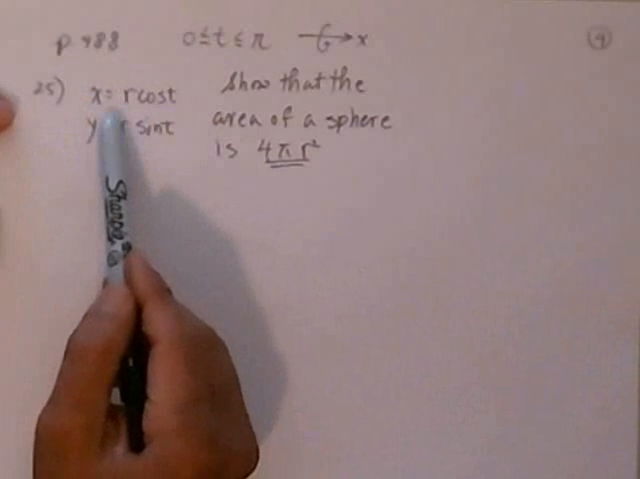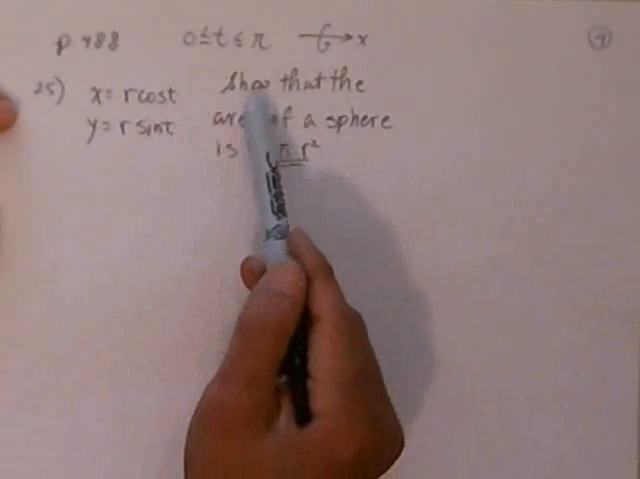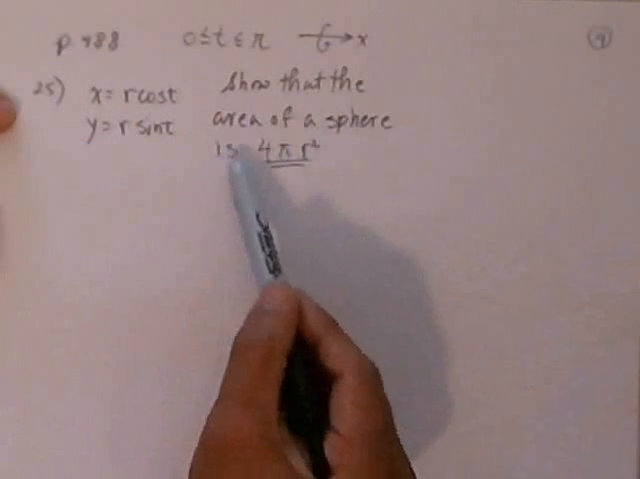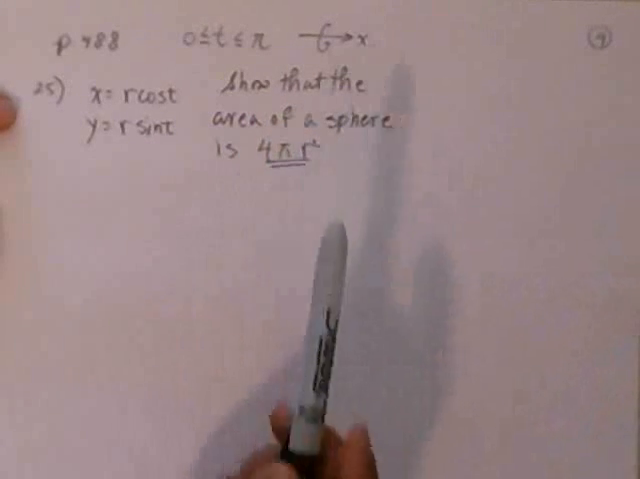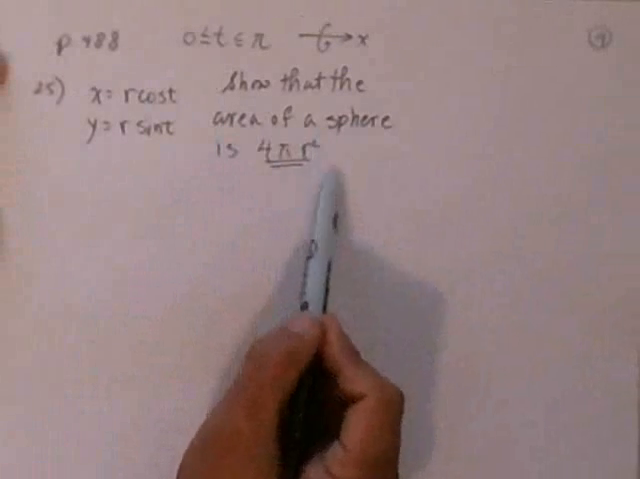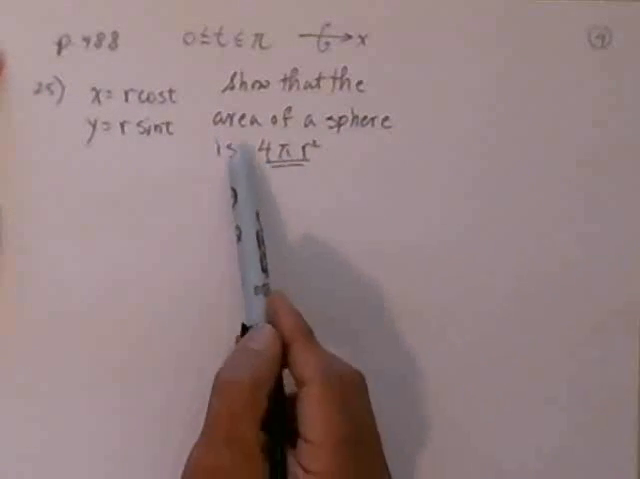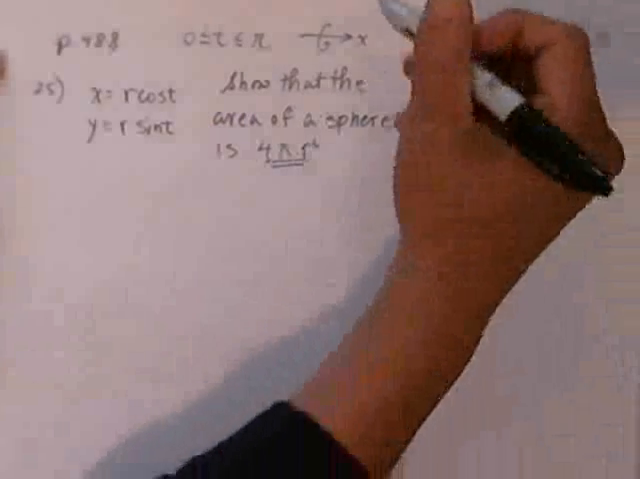So you have two parametric equations, x equals r cosine of t, y equals r sine of t. Show that the surface area of a sphere is 4 pi r squared. As I stated earlier, you're given this formula in geometry. I also teach honors geometry to about 7 students, and they're actually given this formula all the time. So this time we're going to prove it. It's a proof.